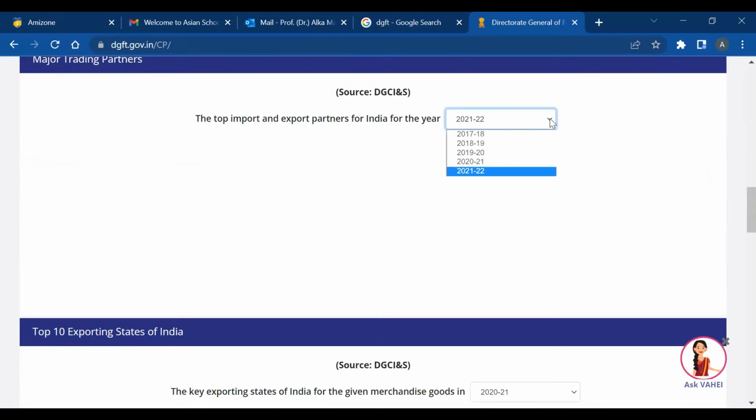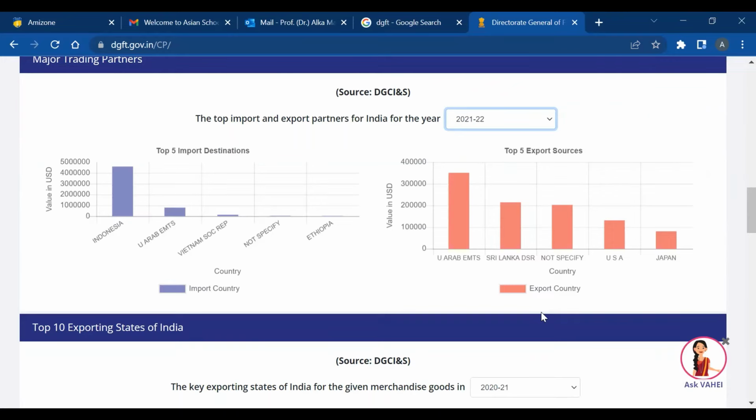After that, you also can look at the major export and import partners from India. So from here, you can see that pepper is mainly being exported to UAE, Sri Lanka, USA, and Japan. And as far as import is concerned, it is primarily being imported from Indonesia and a small quantity from UAE also.